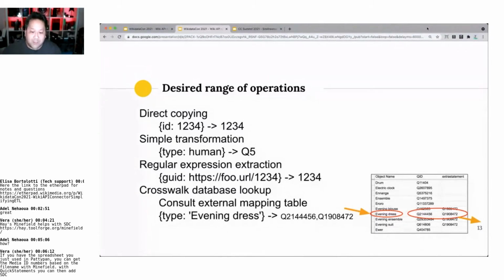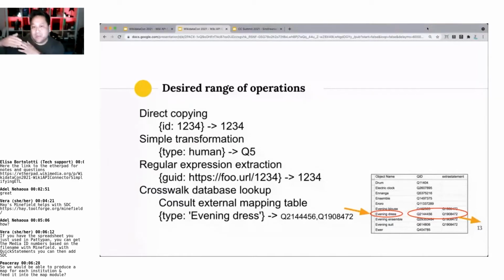And then a crosswalk. This is more complicated, but let's say there's a controlled vocabulary in the GLAM side. Let's say it'll be one of 15 departments. So if I notice that a string matches here, I want to generate some Q numbers as a result of that, right? So, for example, for the Met, we had evening dress at the Met, and we would generate a P31 statement or instance of dress and evening wear as part of that. So we'd like to be able to do that through a kind of a mapping table. So those are kind of the desired range of operations.